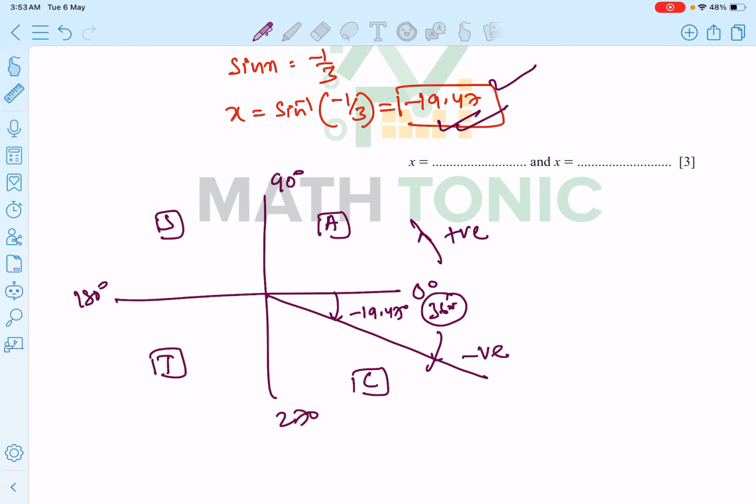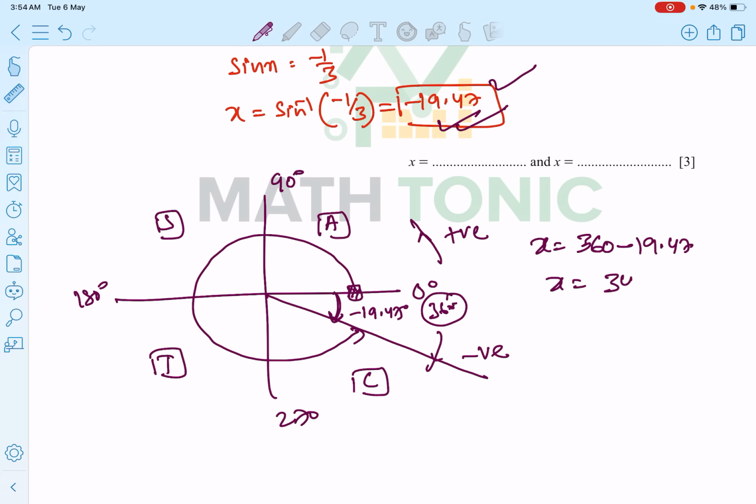Is it okay? Now you tell me, you are here at this place, if you go in this way it will be a negative angle, but I need a positive angle. So if I go to this place in this way, what will the angle be? So x equals 360 minus 19.47. So 360 minus 19.47 equals 340.53. So we got this one angle. So I'm writing x equals 340.53. Did you get it, everyone, clearly?